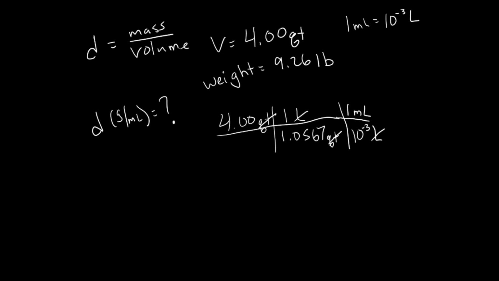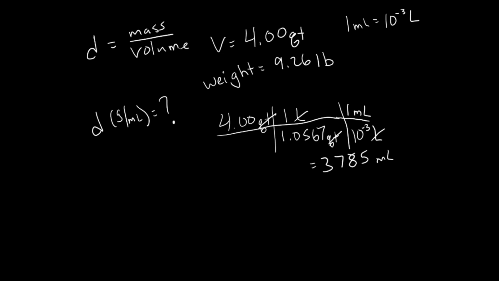Now your book breaks this down into individual steps. First it does quarts to liters, then takes that answer and goes to milliliters. That is perfectly fine too. It all will give you the exact same answer. So we have 4, 1.0567, and we get 3,785 milliliters.